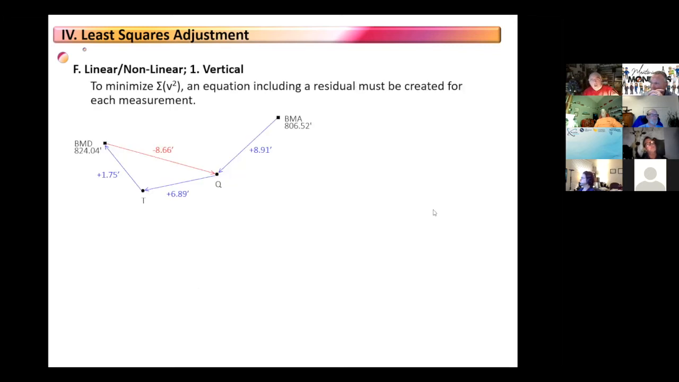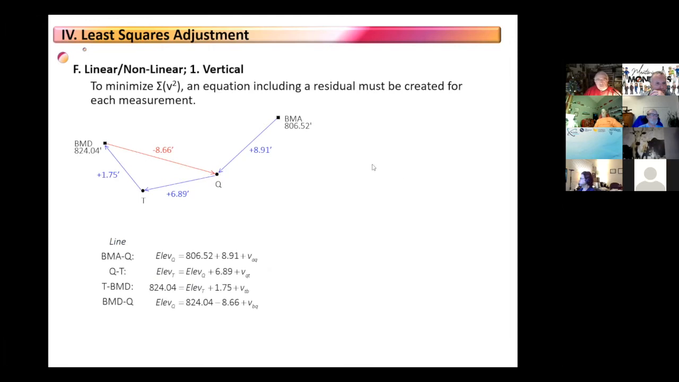Easier said than done. All right, we'll do this with the network that we had: 4 observations and 2 unknowns. In order to minimize the sum of the squares of the residuals, we have to create an equation for each measurement that includes a residual term. So how do we get from here to here? The elevation of Q is equal to the elevation of BMA plus this elevation difference, plus a residual term for some uncertainty in it. So that's our observation equation going from here to here.